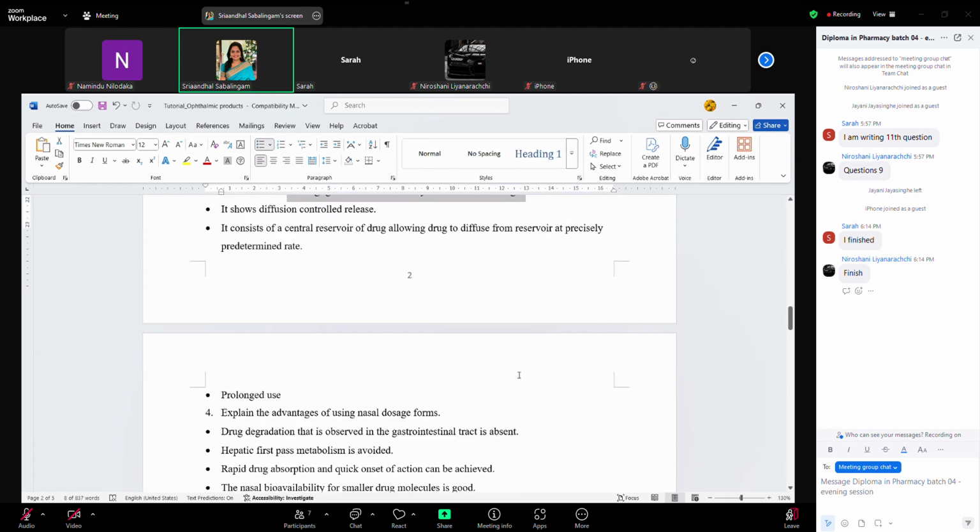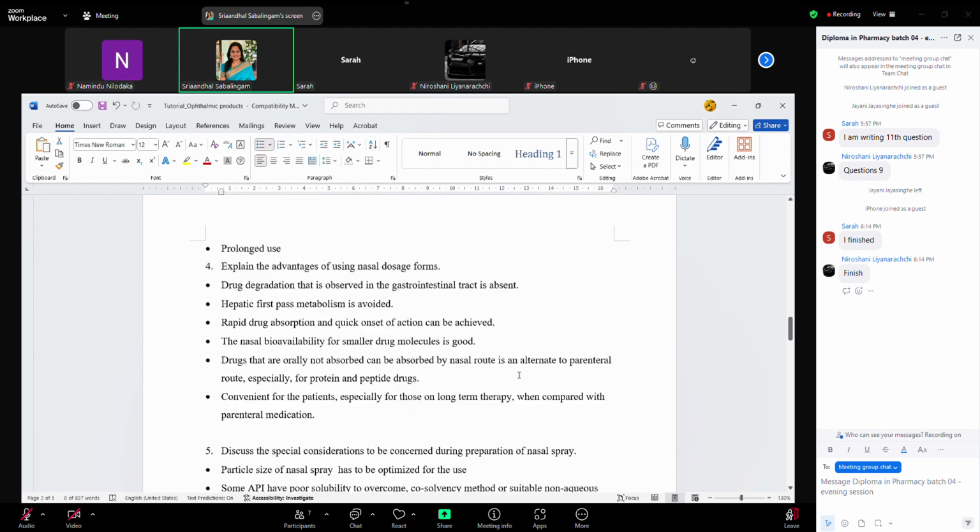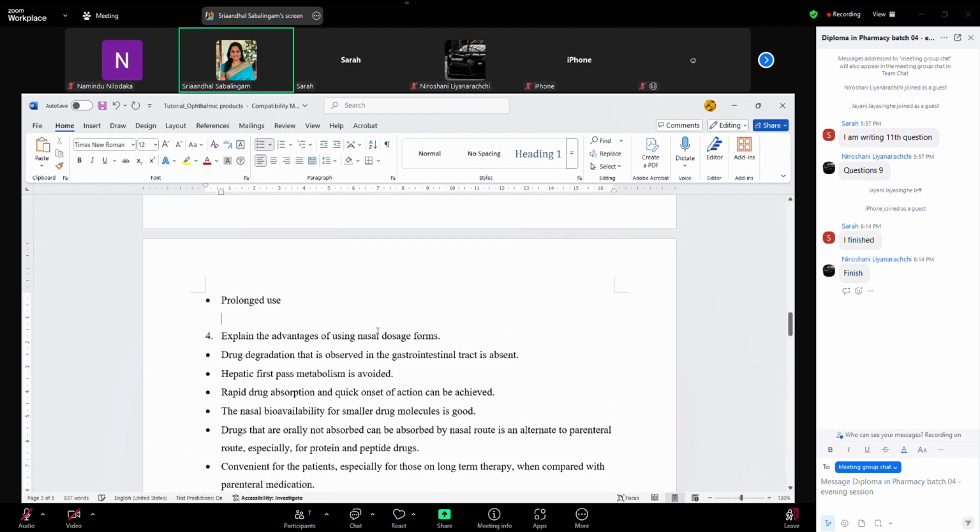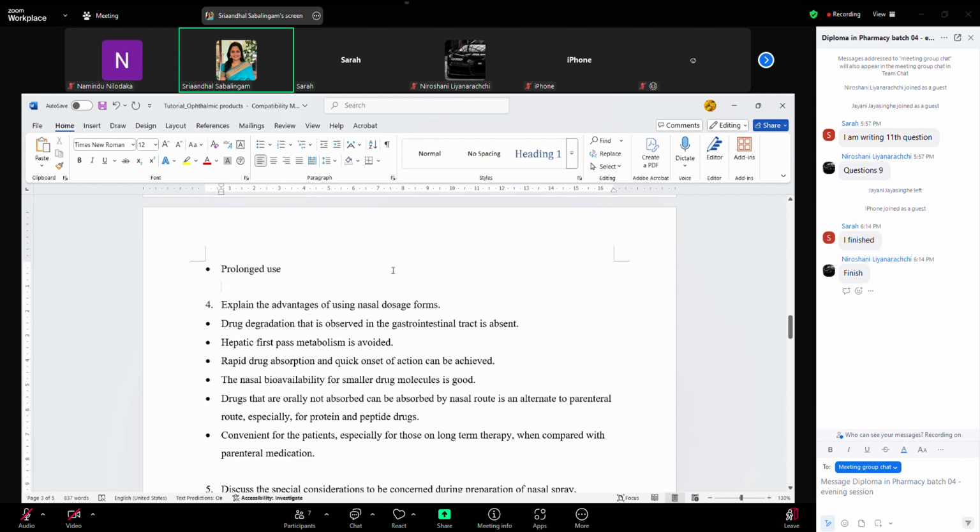So the fourth question I asked you to note down: explain the advantages of using a nasal dosage form. Again, nasal dosage form means any nasal drop or nasal spray. If you administer those, the medication will be directly delivered to the site of action.